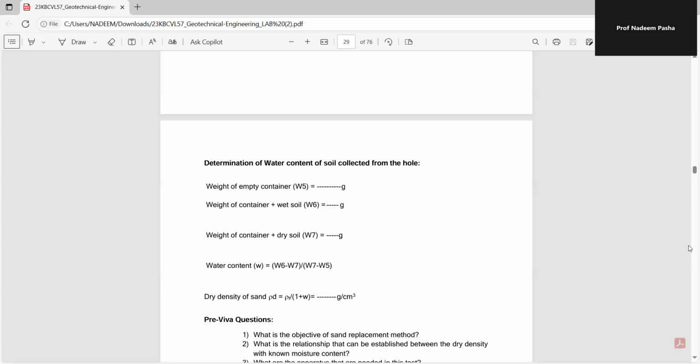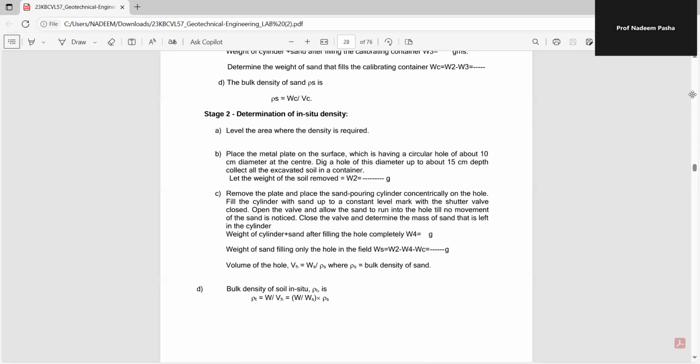So what are the pre-viva questions? What is the objective of the sand replacement method? It is to determine the in-situ density of soil. What is the relationship that can be established between the dry density and the known moisture content? This is the relation: rho t equal to W divided by VH, which is equal to W by Ws into rho s.